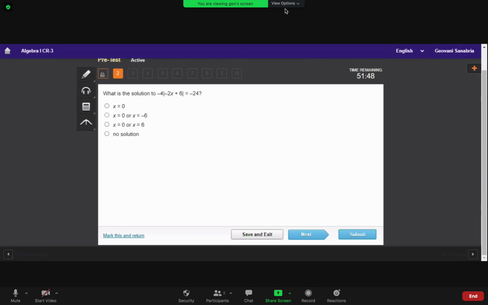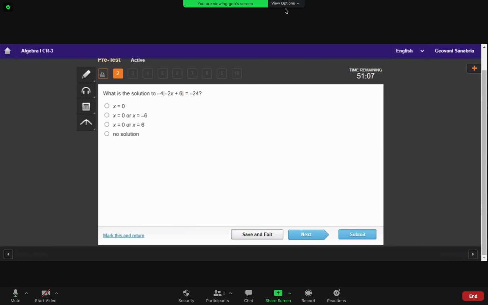So I'm going to do negative 2 times 0 equals 0, plus 6 equals 6. So that's the value. The absolute value of regular 6 stays regular 6. So it's negative 4 times regular 6, which is negative 24. And that's what you wanted. So 0 is an answer.